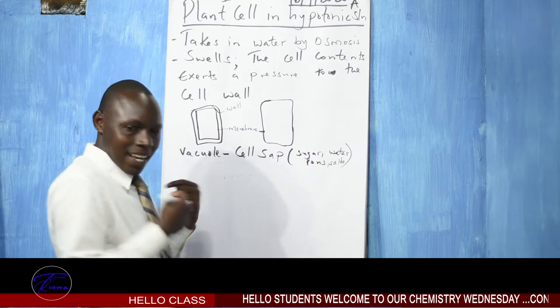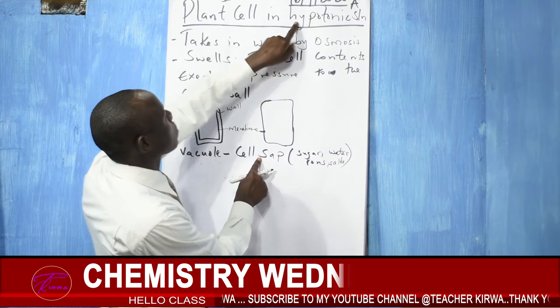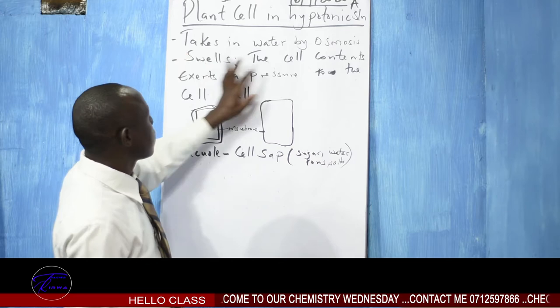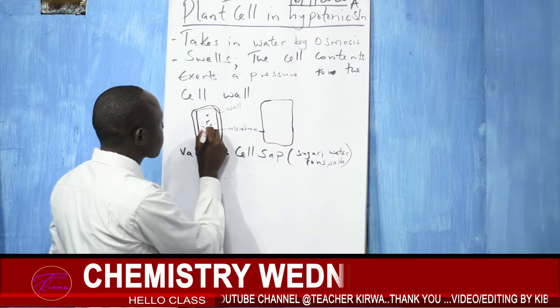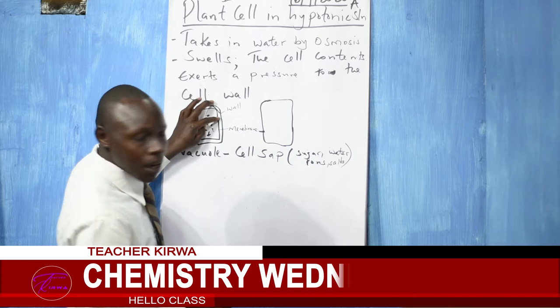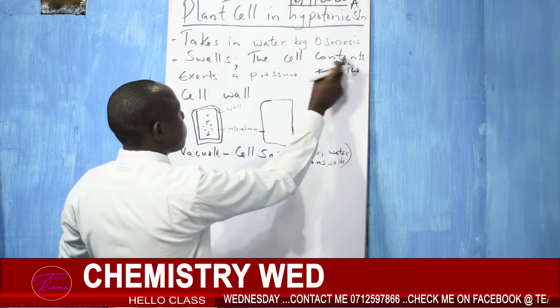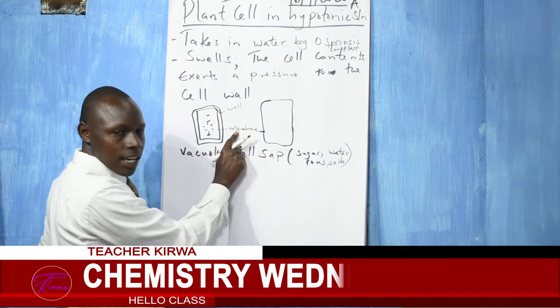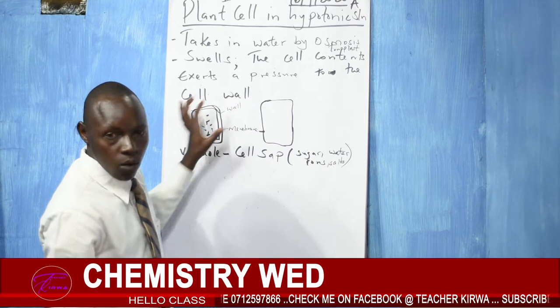Now inside the cell, the cell sap is hypertonic. So the solution is hypotonic, and the cell sap will be hypertonic solution. So that is what we can say about a plant cell. So when we say it takes in water and swells, the cell contents represent the cell content inside here, the cytoplasm or the vacuole together with the cell membrane. We call it the tonoplast. So the tonoplast exerts a pressure to the cell wall, so this one begins to bulge.